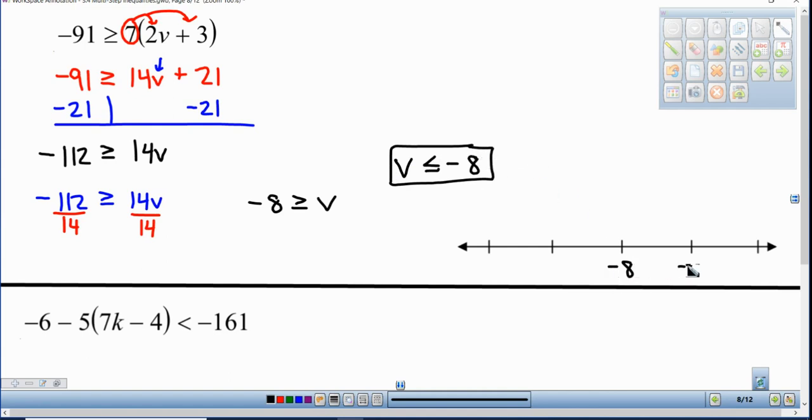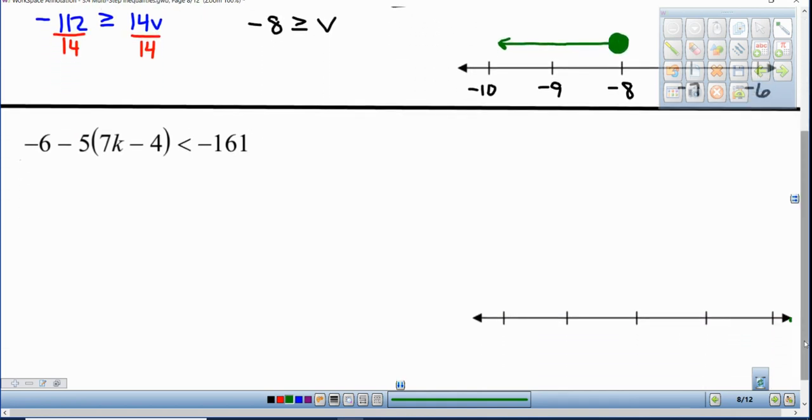So we have -8, we have -7, -6, -9, -10. We will put a circle at -8. We will go any number less than -8, because that's what this says. But then also, -8 itself is a solution because of the equal to bar that I see. I'm going to go ahead and give you a chance to try this one. It is a little bit more involved. Let's see how you do.